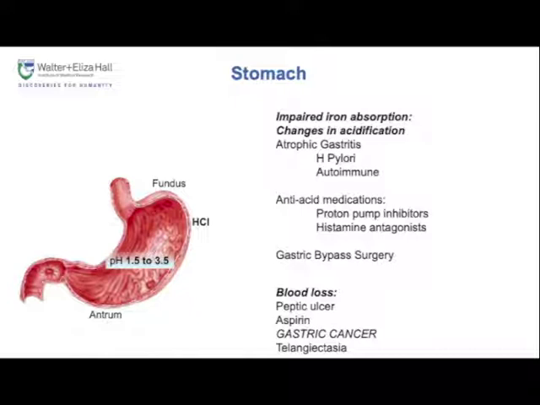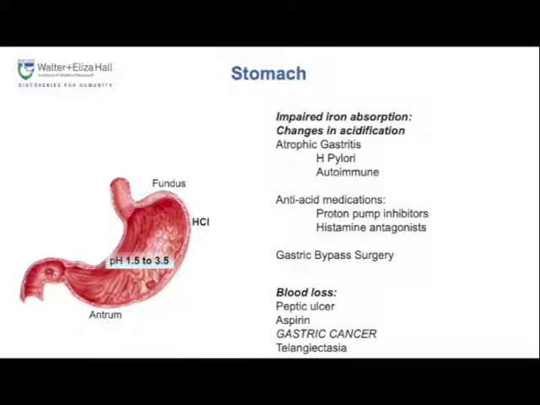And not so much done now, but not too long ago, and there are still plenty of patients running around with it, is gastric bypass surgery, which is basically a way of bypassing the stomach. So basically connecting the upper stomach through to the duodenum to try to reduce nutrient absorption from the diet so people can lose weight. And of course, that causes iron deficiency too.